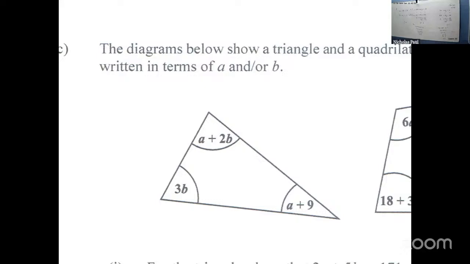What is that? Right? Alicia, what do we know about the triangle? What do we know about the angles in a triangle? All the angles sum to what? 180, right? All the angles sum to 180, right? Add up all and make it equal to 180.